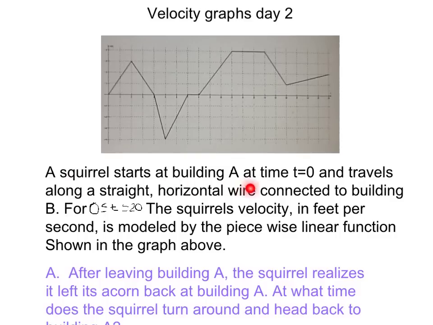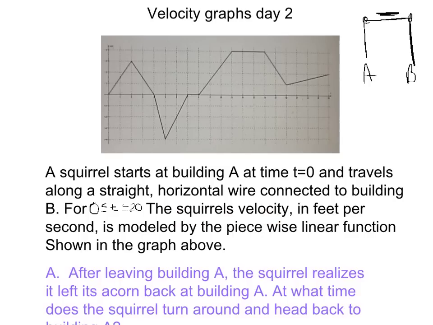A squirrel starts at building A at time t equals 0, and then travels along a straight horizontal wire connected to building B. Perhaps that's something you can even picture. You've got a building here, we'll call it building A, there's a wire attached to it, and here's building B. Basically, this squirrel is just walking back and forth along this wire.